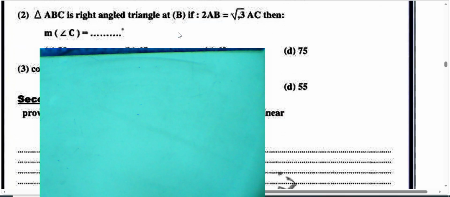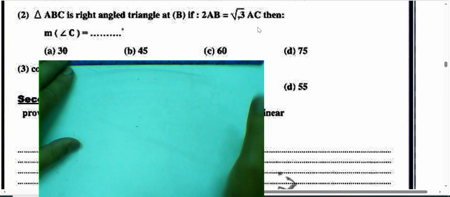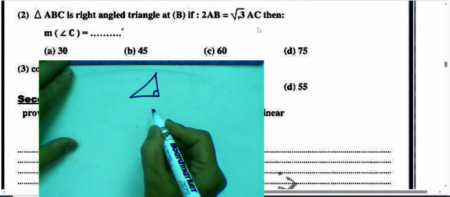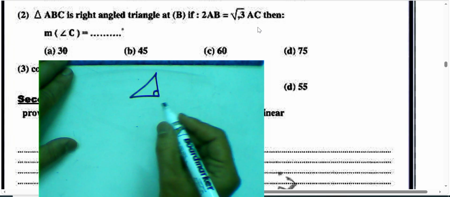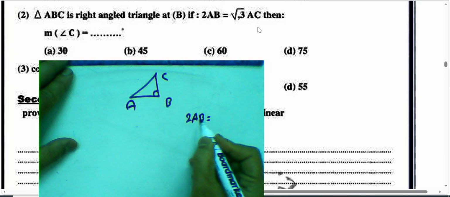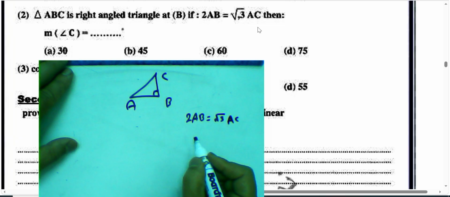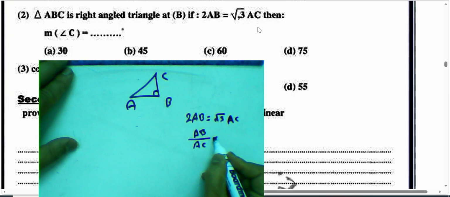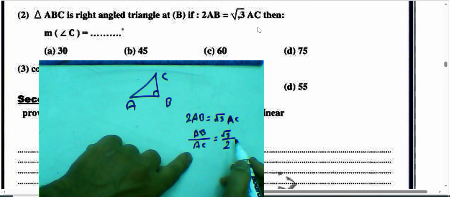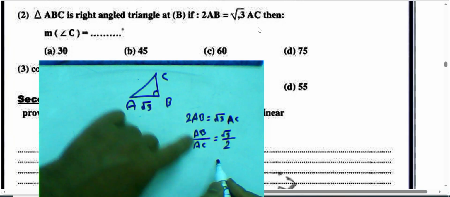Next question. ABC is a right angle triangle at B, and twice AB equals root 3 AC. Then the measure of angle C equals, we can write the relation between AB and AC. We have a right angle triangle ABC, and we have twice AB equals root 3 AC. We can find the ratio between AB and AC. AB here times 2 and AC times root 3. Then the ratio between AB and AC is root 3 over 2. AB here is root 3, and AC, the hypotenuse, here is 2.